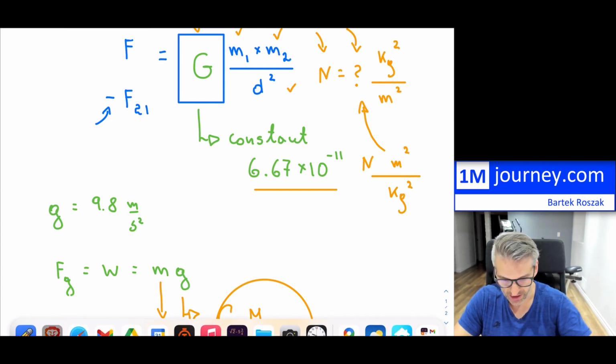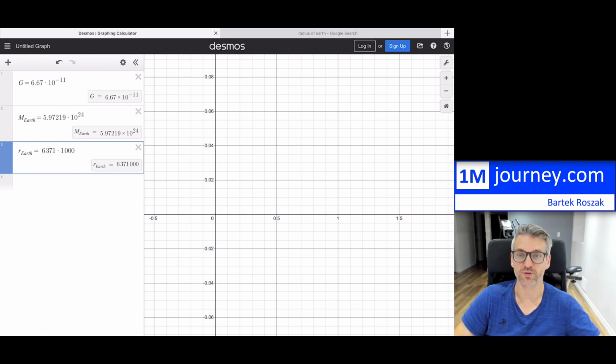Now, I have actually done this in terms of a Desmos representation here. If you've never run into Desmos in terms of graphing, you should probably get acquainted with some kind of graphing tool. So what I've done is, notice I've put G here on the left. That's my constant. I put the mass of the Earth. Notice it's enormous. I put the radius of the Earth.